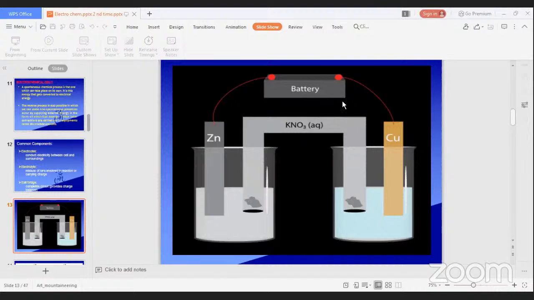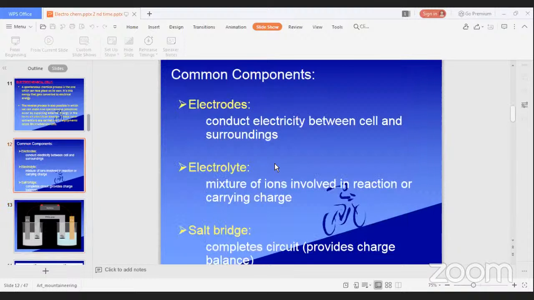So see this one. Here, this rod is one electrode, the copper electrode, and this one is the zinc electrode. These are the rods actually. Taking any rod, zinc and copper, the layers are applied here. So this one is the copper electrode, this is the zinc electrode. These electrodes conduct electricity between the cell and surroundings. So these are the electrodes.